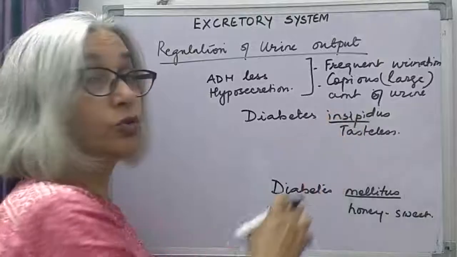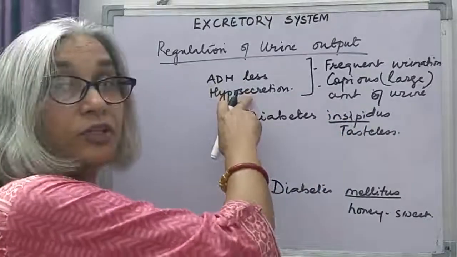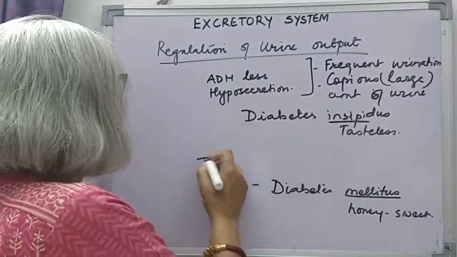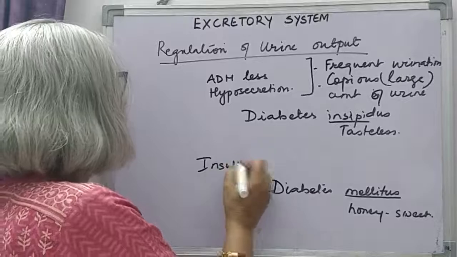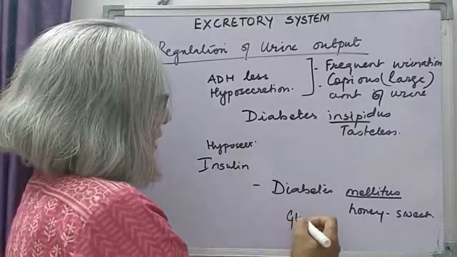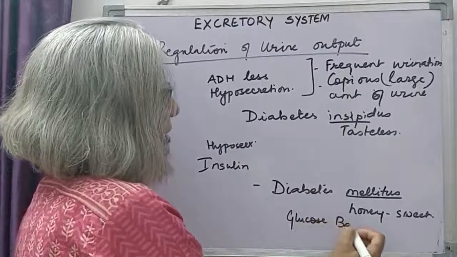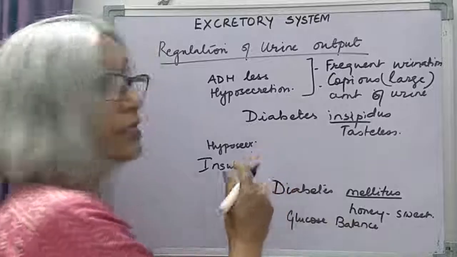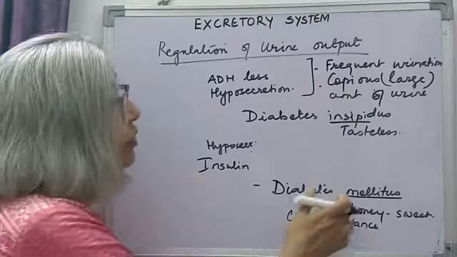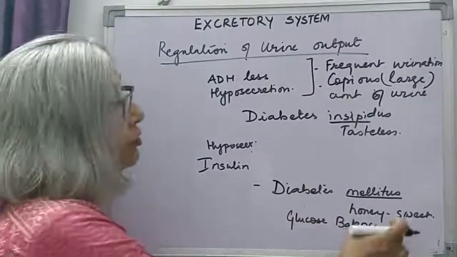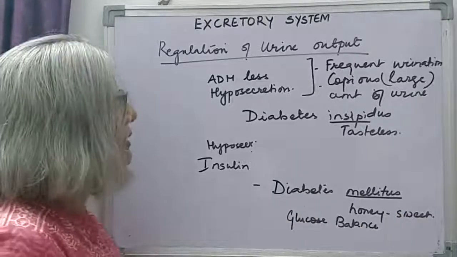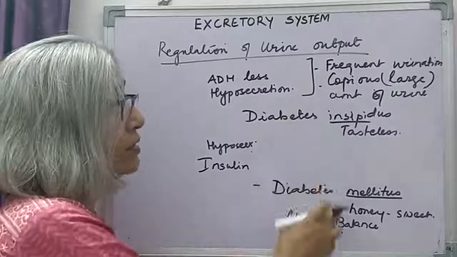Tasteless urine means too much water because of hyposecretion of ADH. And diabetes mellitus is caused due to hyposecretion of the hormone insulin. This hormone is responsible for maintaining glucose balance in the body. So if there is undersecretion or hyposecretion of insulin, glucose is lost from the body in urine, and therefore the urine tastes sweet, and the disorder is called diabetes mellitus. So this was for comparison.